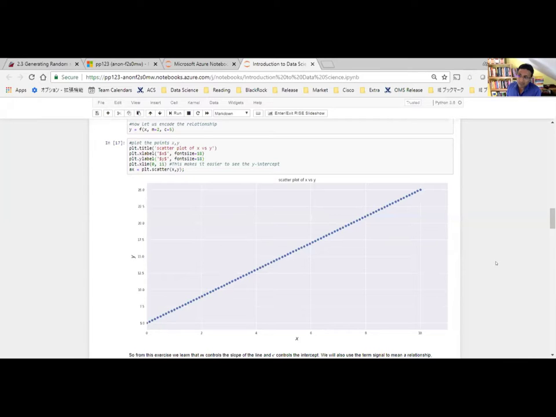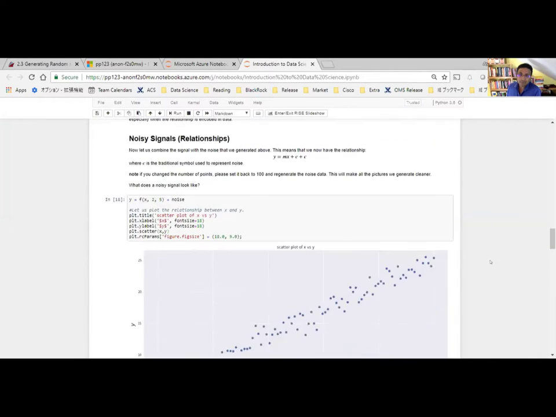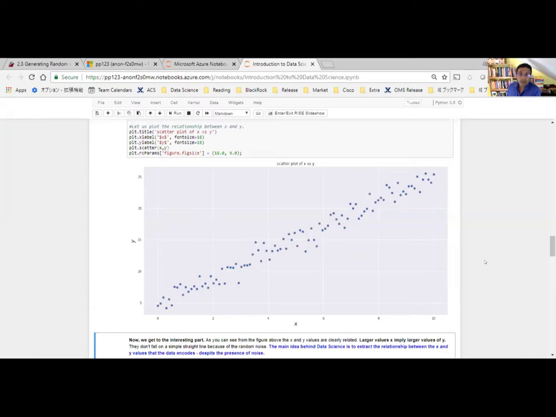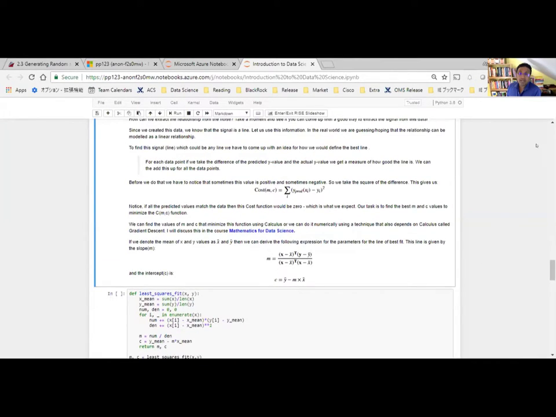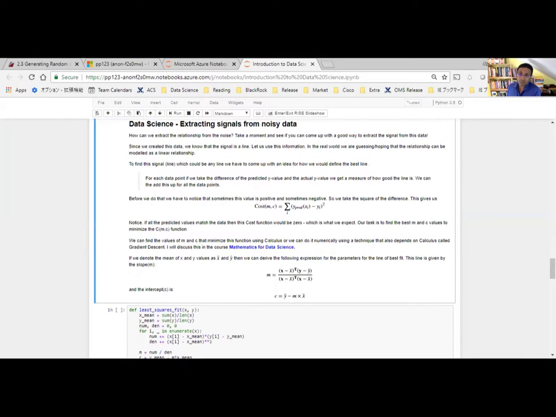So scroll down now, and I'm going to show you this. A little bit more. Yeah, so you see, I created a function. I called it the cost function. Some people call it the loss function. But it's a simple function.